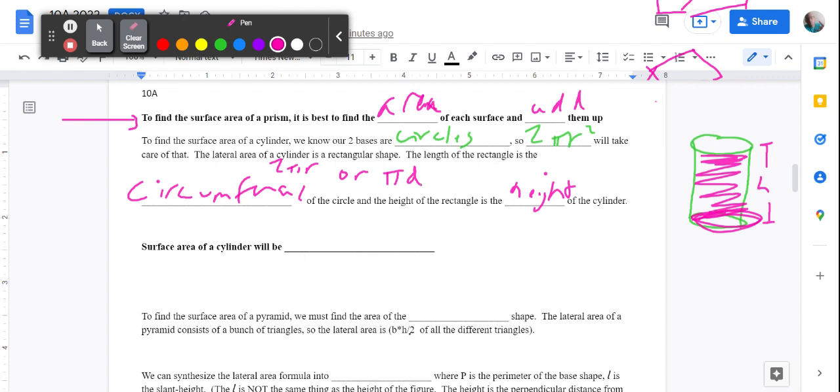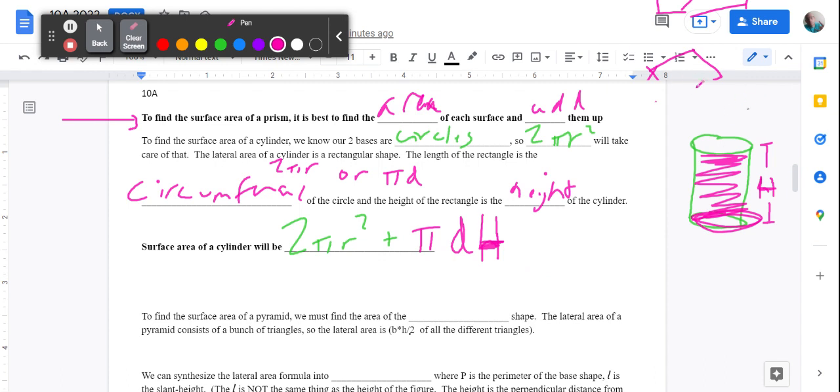Okay, so to synthesize our formula here, the surface area for a cylinder is 2 pi r squared. That's our two bases, plus pi times diameter times height. I'm going to capitalize that h there too, by the way. It's the distance from base to base. Pi times diameter times height. So 2 pi r squared plus pi dh.